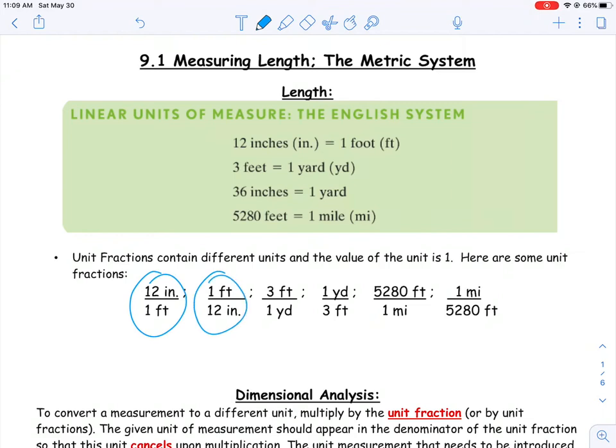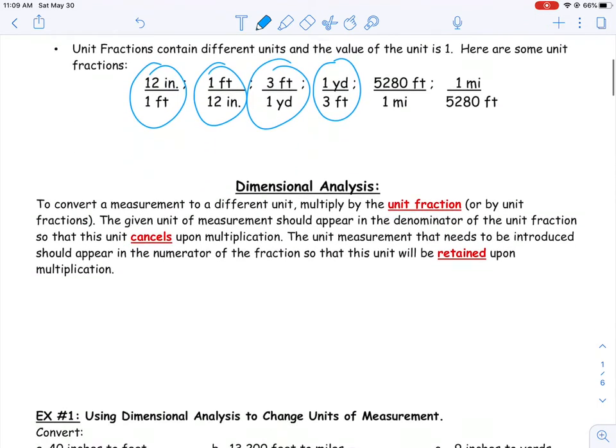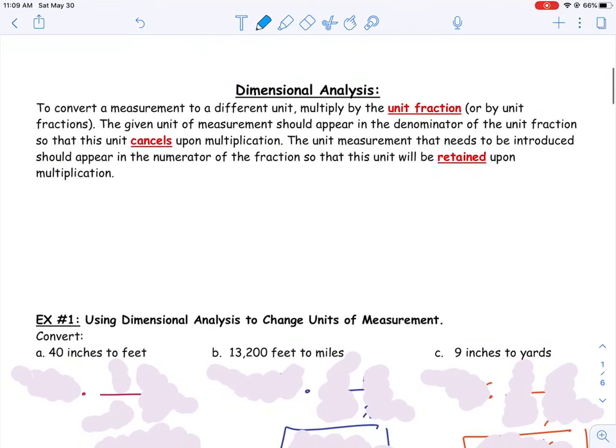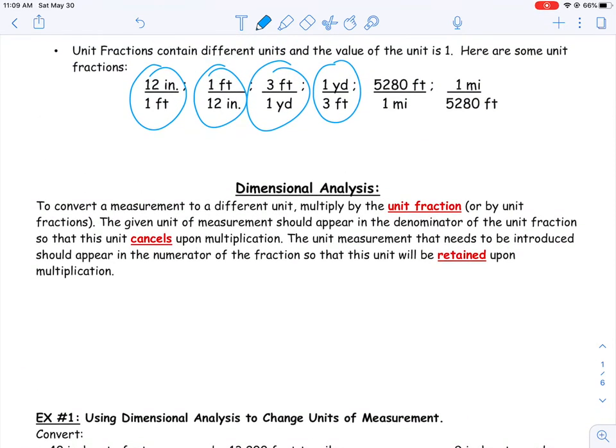And so you can see all the different unit fractions here where they all equal 1. There are 12 inches for every 1 foot, there's 1 foot for every 12 inches, there's 3 feet for every 1 yard, and so on. What we can use those for is what we call dimensional analysis, where we can actually convert from one unit to another unit using those unit fractions. Where let's say we are in inches and we want to get into feet. If we're in inches, then we will want to use the unit fraction that has inches on the bottom so that the inches cancel and we can convert it out of inches and into feet.